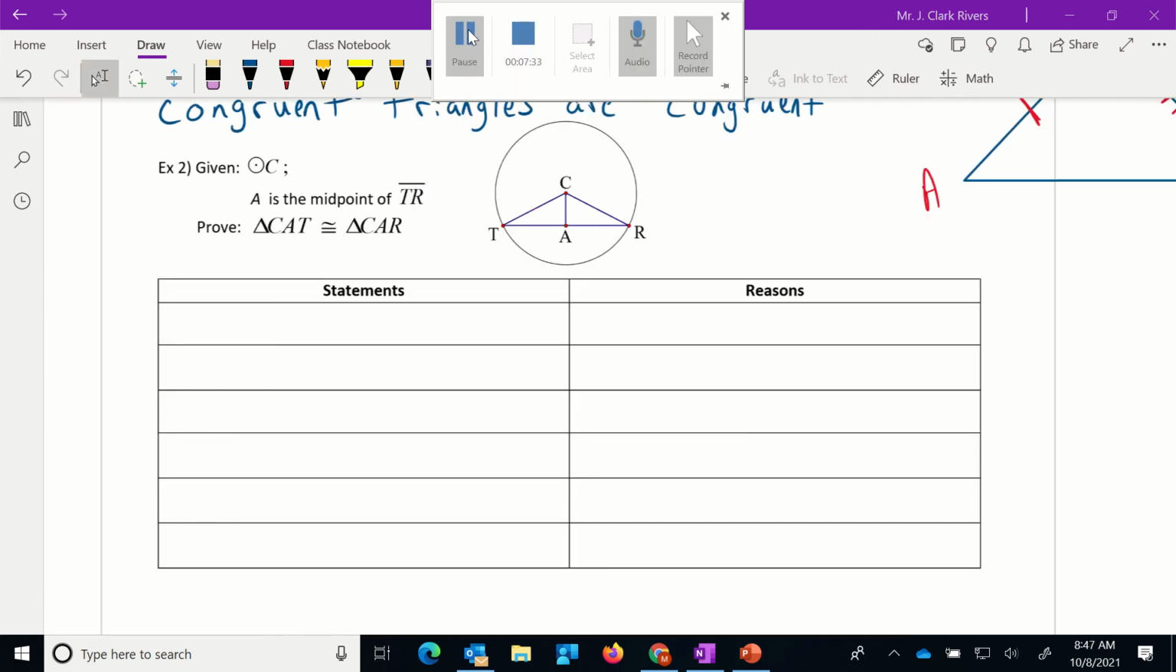Here we go, example 2. Given circle C, oh, it's my favorite time of the week. The sun shines on me. So that's interesting. All right, here we go.